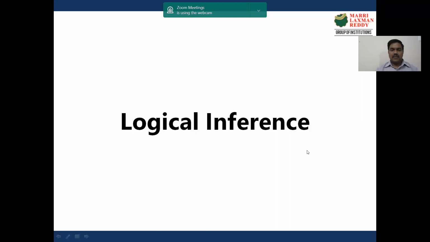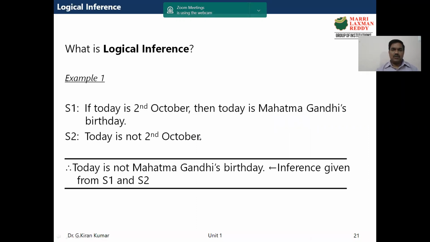Let us discuss the topic logical inference. This is one of the important topics in Unit 1 of discrete mathematics. So let us see what this logical inference is. Basically, we get a question of this format, or let us see what logical inference is in this example.